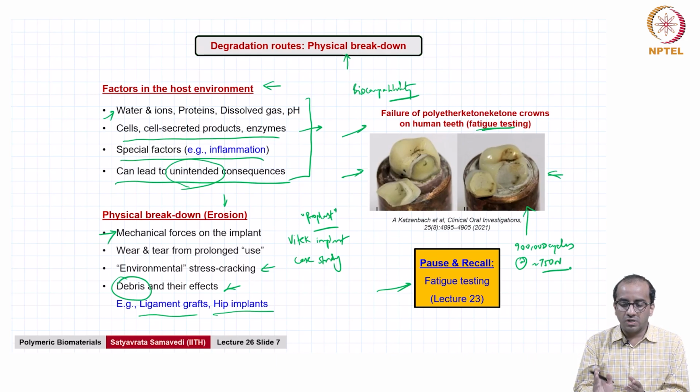So this would be what you would consider physical breakdown. This is a very important aspect of degradation because ultimately it's not just the backbone cleavage that's important. Things like these can cause catastrophic failure eventually, right, which would also be extremely detrimental to the performance of the biomaterial.